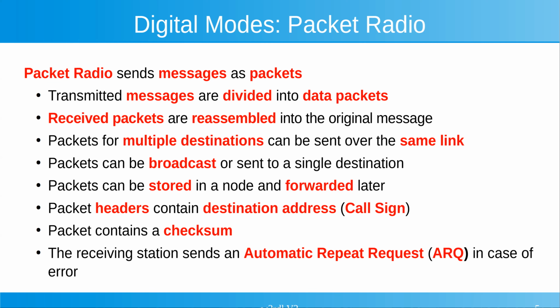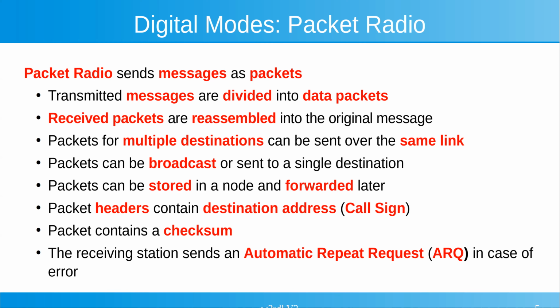The packet message will consist of a header. Usually there's some sort of sync pattern, then the header information, which is essentially the destination address. It might also have a source address. There'll be a checksum at the end of it, and the receiving station will look at that checksum.